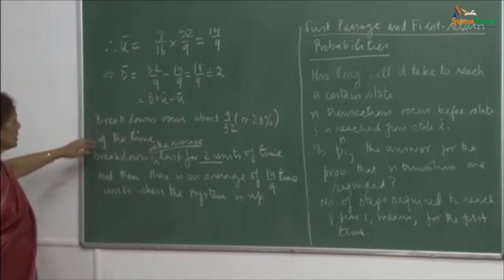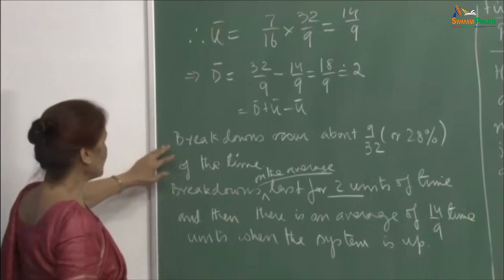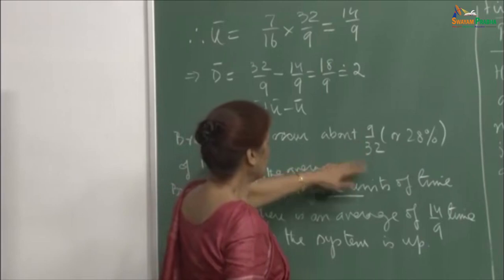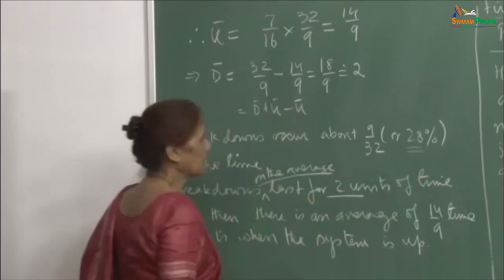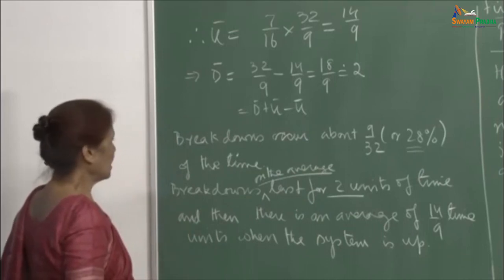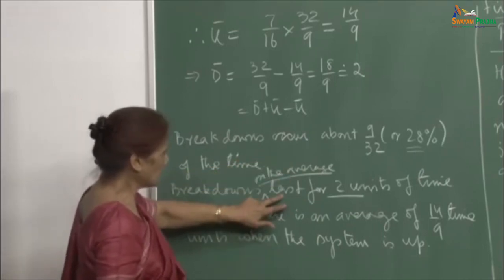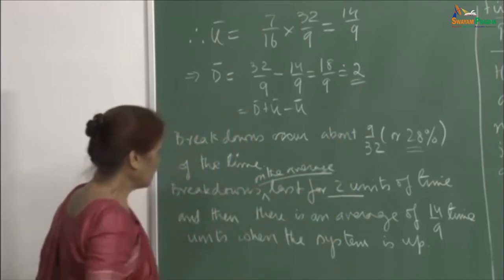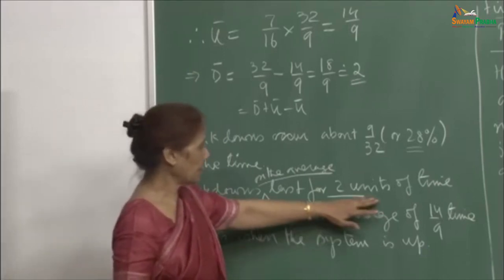So, therefore, we have been able to answer the 3 questions that were asked. The first was, what is the rate of breakdown? So, this is 9/32, or 28% of the time the breakdowns occur. And then the breakdowns on the average last for 2 units of time. So, that means once the system is down, it will remain down for 2 units of time.